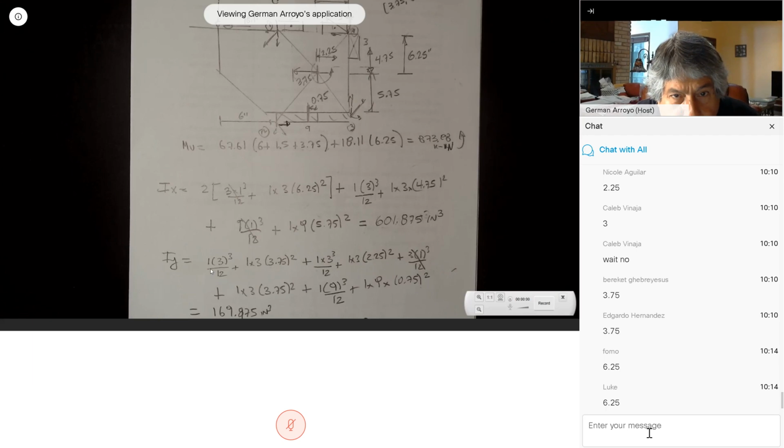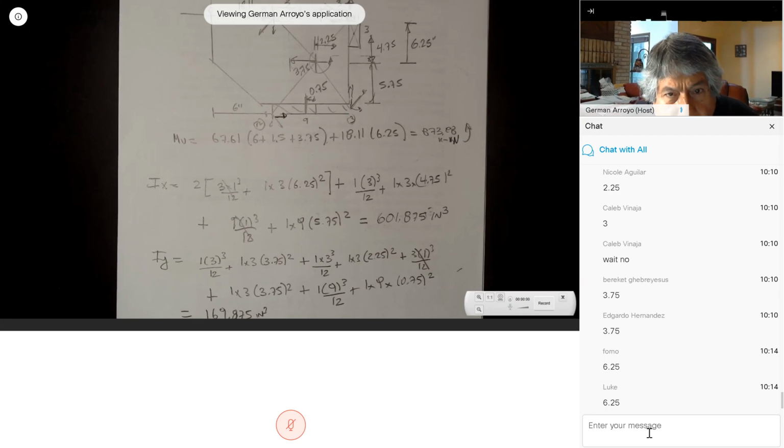This one in here, 1 times 3 cubed over 12, plus the area, 1 times 3, times the distance squared. This is the distance you gave me before, 2.25 squared. In here, we had 3 times 1 cubed over 12, the moment of inertia about this line, but this is a line that goes through its own axis, 1 cubed, plus the area, 1 times 3, times 3.75.